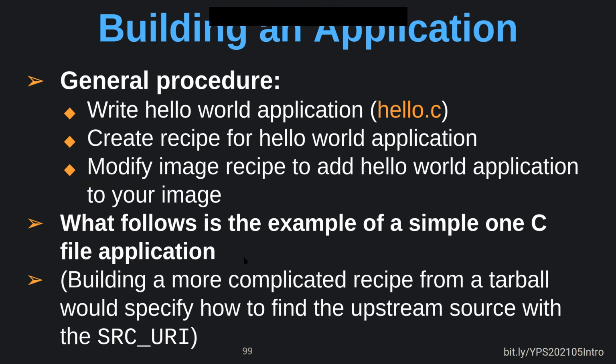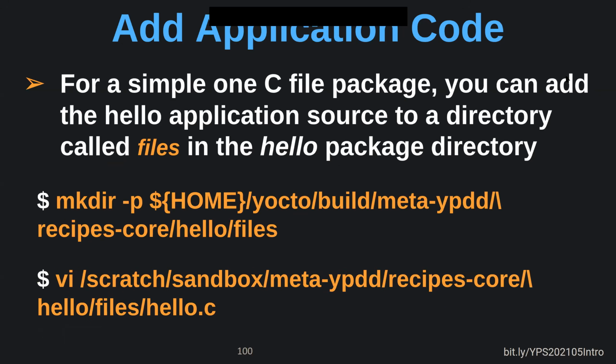All right. Simple C file package, you add the hello application source to a directory called files in the hello package directory. So you'll see your vector. This is meta/recipes-core, and we have a hello, and we've got a files as well. So we're using mkdir -p to get it all there in the right place.